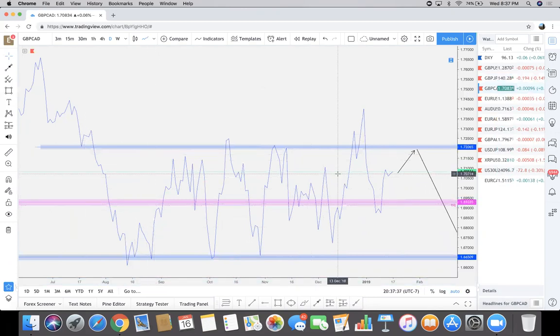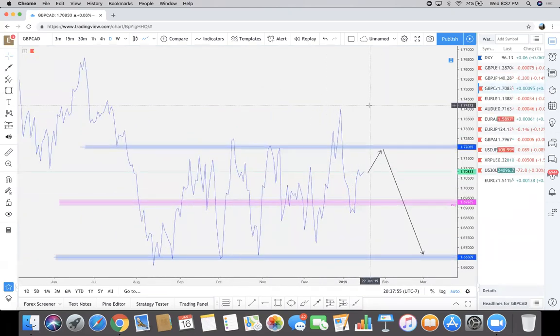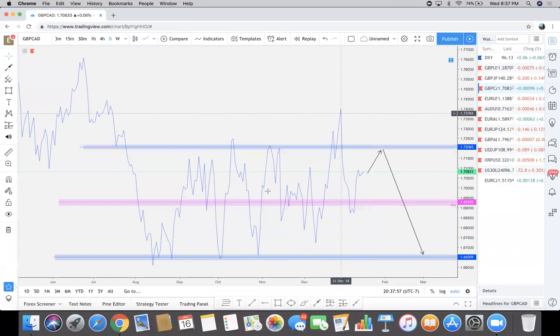So price tends to, in ranging markets, hit resistance a couple times, and also hit support a couple times, but also move back to this equilibrium. So what I would really like to see for GBP CAD is come back up here, hit this resistance, and start seeing some bearish reversal candles, and then back down to our support. I wouldn't be taking any buys on this until this level gets broken right here.